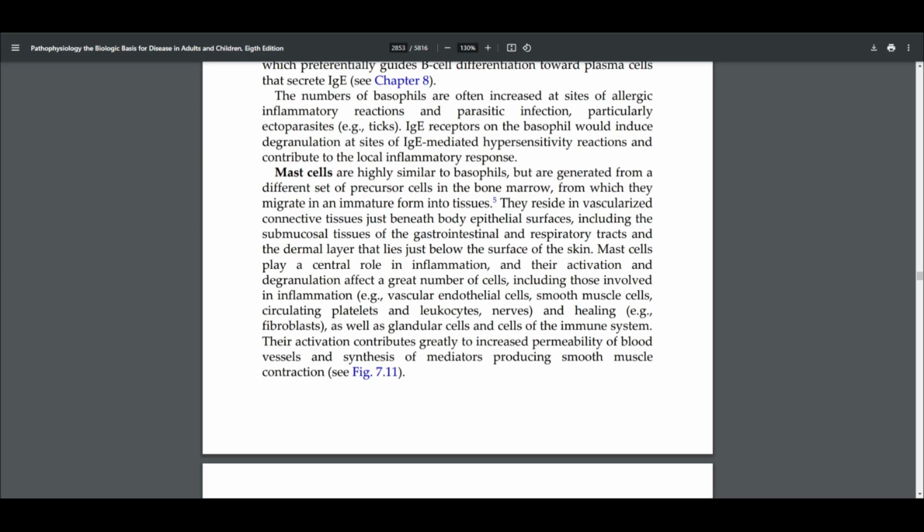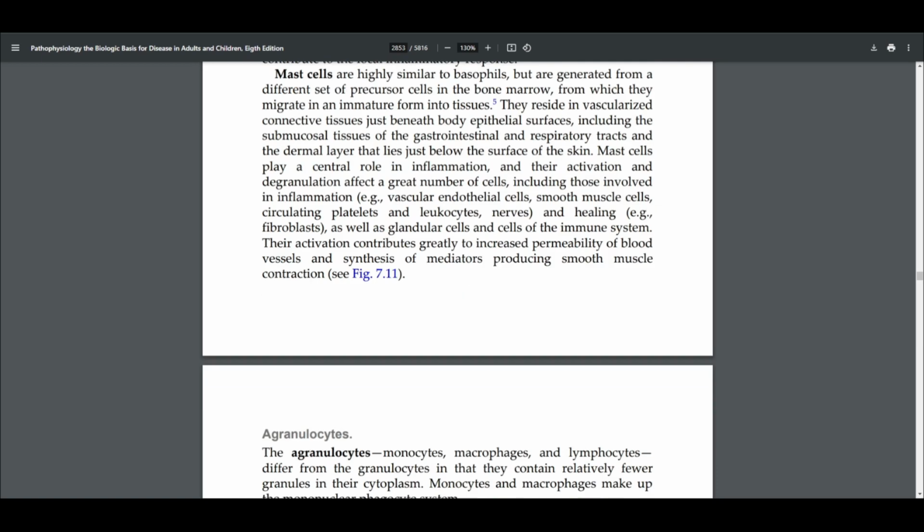Mast cells play a central role in inflammation, and their activation and degranulation affect a greater number of cells, including those involved in inflammation and healing, as well as the glandular cells and cells of the immune system. Their activation contributes greatly to the increased permeability of blood vessels and synthesis of mediators, producing smooth muscle contractions.